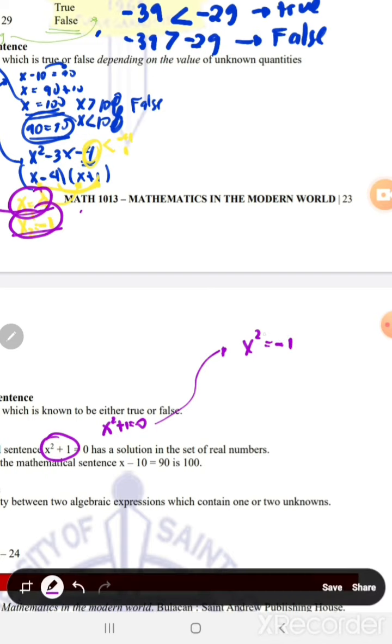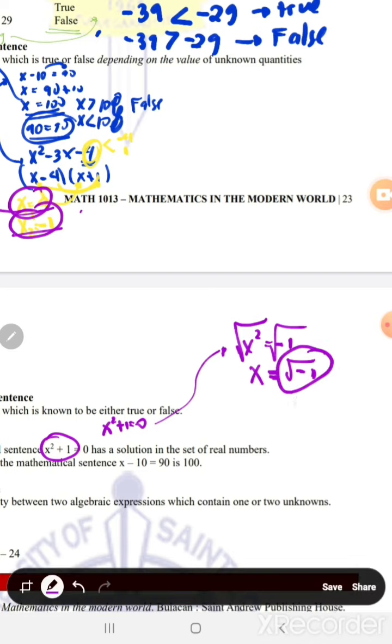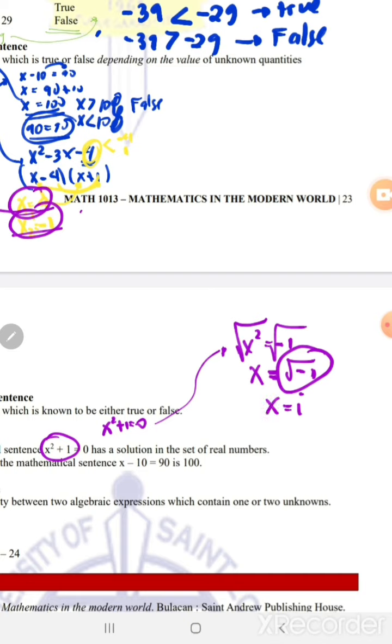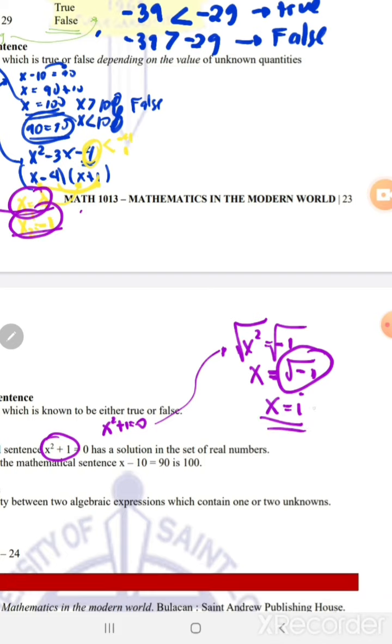If you later ask if it is true or false, your answer is false, because it has no solution in the set of real numbers. Because x squared plus 1 equals 0 can be rewritten as x squared equals negative 1, wherein x is equal to the square root of negative 1. This denotes an imaginary number. Okay? There is a solution, but it is not in the set of real numbers, it is in the set of imaginary numbers.